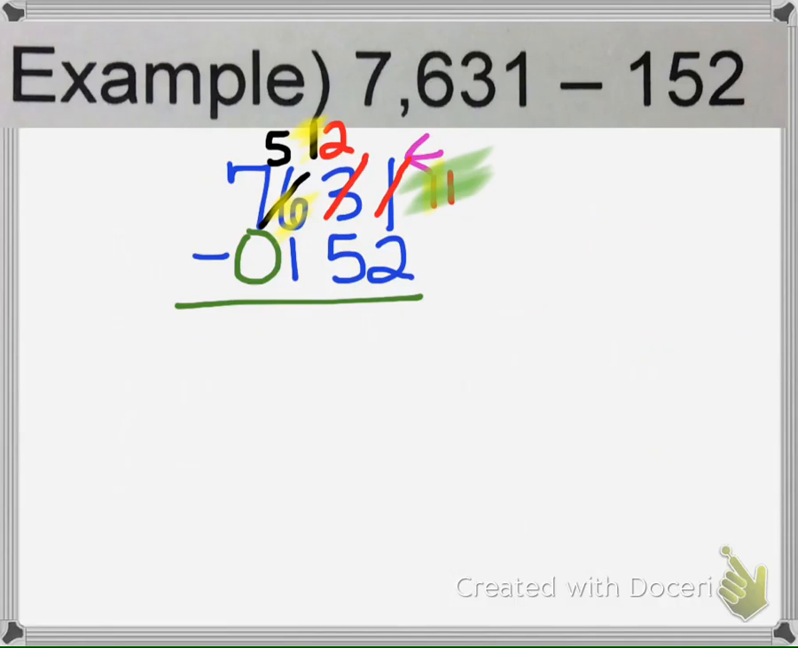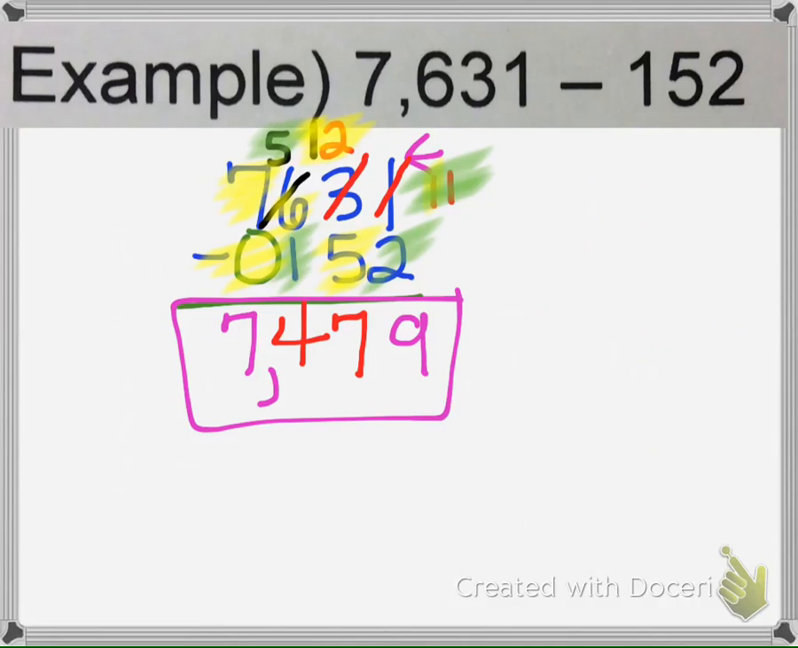Okay, so we have 11, take away 2, that's 9. And then we have 12, take away 5, which is 7. And then we have 5, take away 1, which is 4. And then we have 7, take away nothing, is 7.